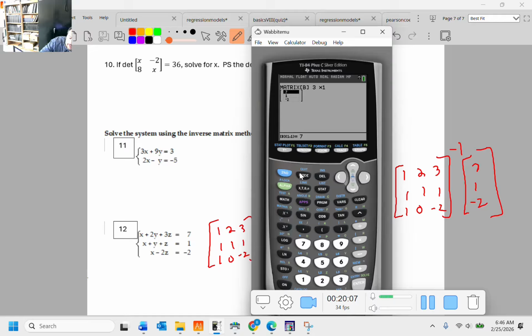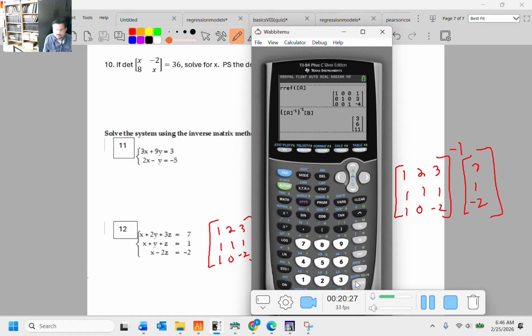And we're going to take the inverse of the first matrix. So we're going to highlight that matrix, press that inverse key, and then I'm going to multiply it by the second matrix, B, and I should get some answers. And I did. I got 3, 6, 11.